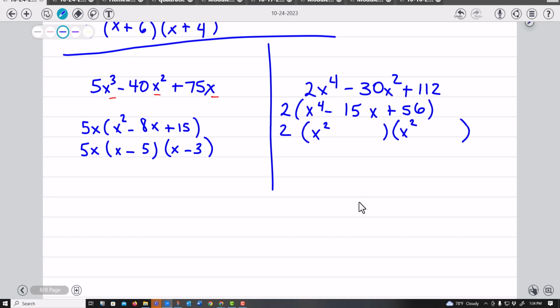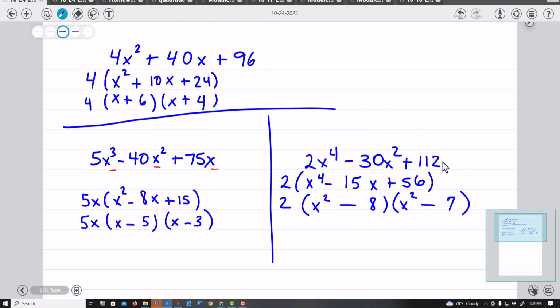I remember my multiplication tables that 8 times 7 is 56. When the middle number is negative and the last number is positive, negative, and a negative. So when you start to look at these type of problems, always look to see first, do they have something in common that you could factor out and make it a lot nicer to be able to then factor from there.